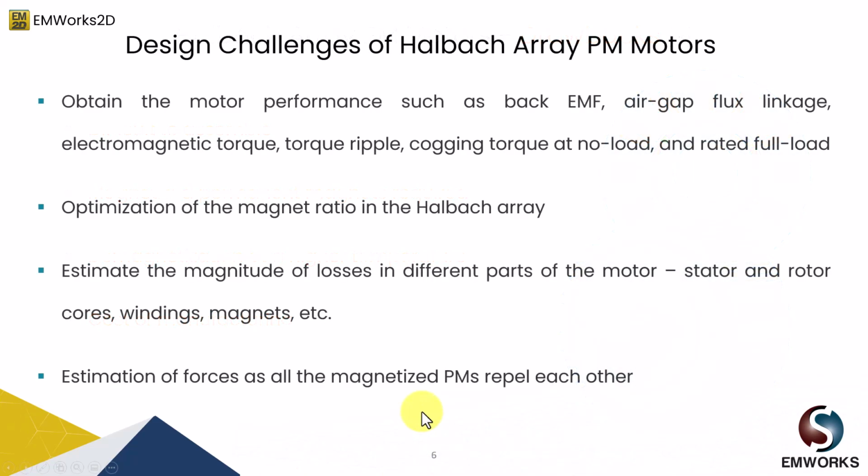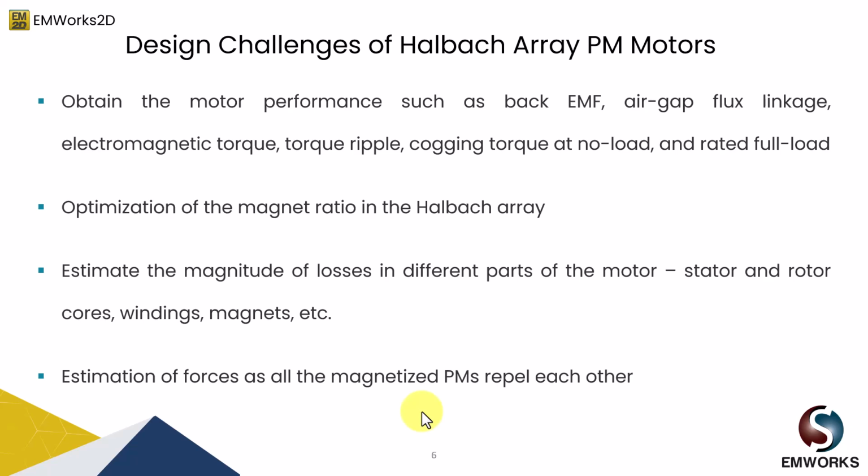Moving ahead, to design an electric machine is a challenging task, as its electromagnetic, thermal and mechanical performances are coupled and need to be taken into consideration at the same time. So the first challenge in designing a Halbach array PM motor is to obtain its performance, such as its back EMF, air gap flux linkage, its electromagnetic torque and cogging torque, and also the torque pulsation, both at no load and at full load of operation.